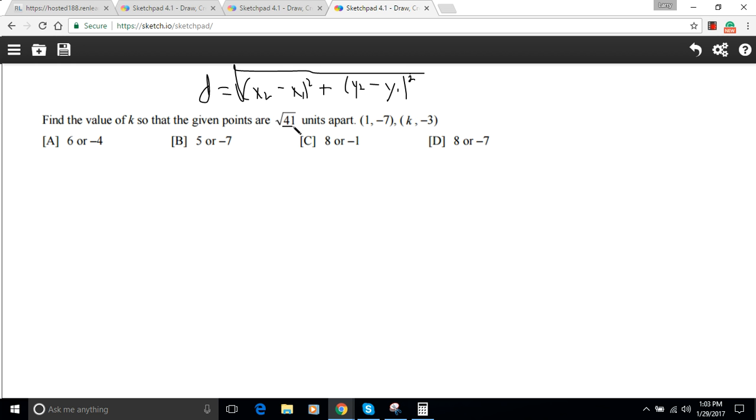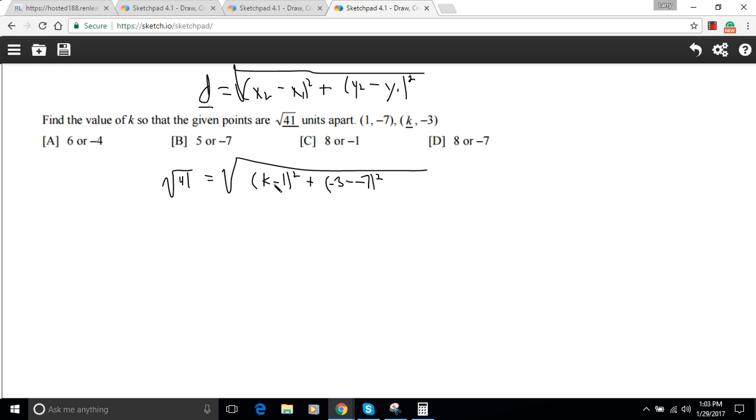First, I'm going to take this and plug it in for d, because they're telling us that's the distance here, square root of 41. And then, big radical sign. So x2 minus x1. Well, x2 is k, and x1 is 1. So this is k minus 1, and that's got to be squared. And then on our y, we have -3 for y2, and -7, so minus a -7 for y1.